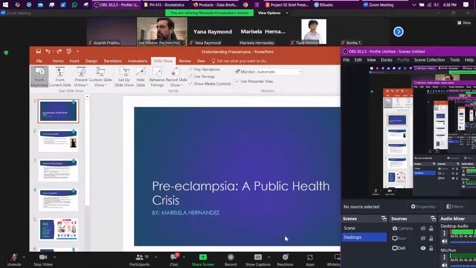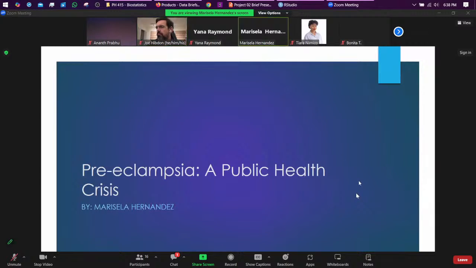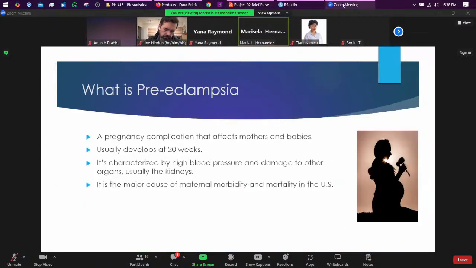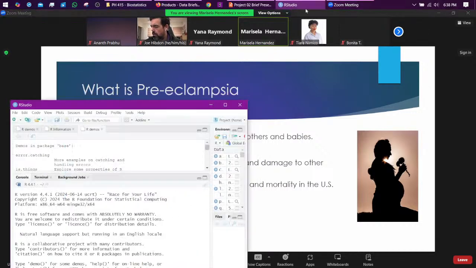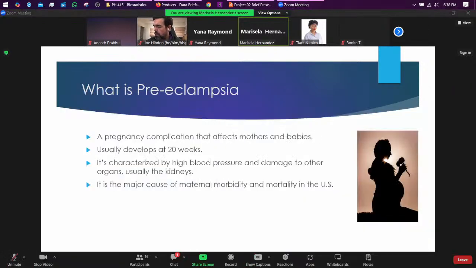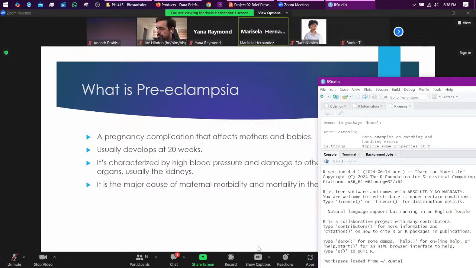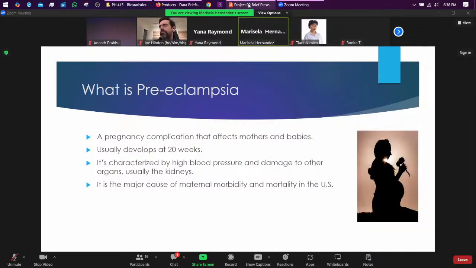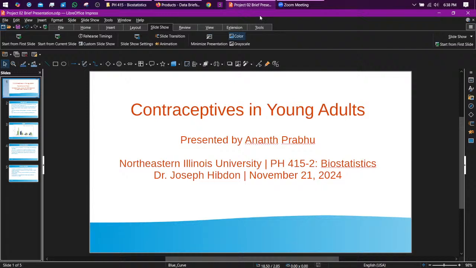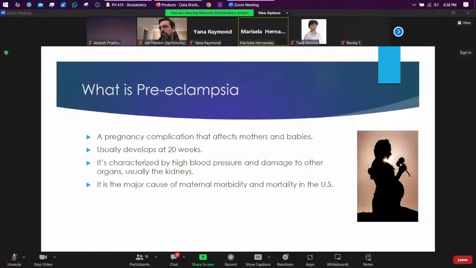Yeah, so I'm just going to talk a little bit about what preeclampsia is, which is a public health crisis. What is preeclampsia? It's a pregnancy complication that affects mothers and babies, usually developing at 20 weeks. It's characterized by high blood pressure and damage to other organs, usually the kidneys. It is a major cause of maternal morbidity and mortality in the U.S.